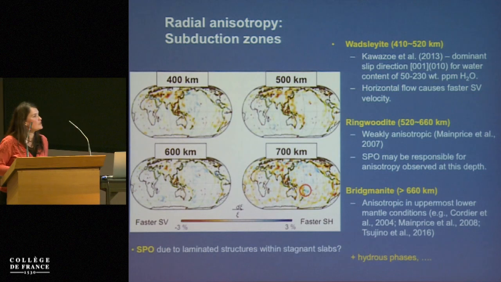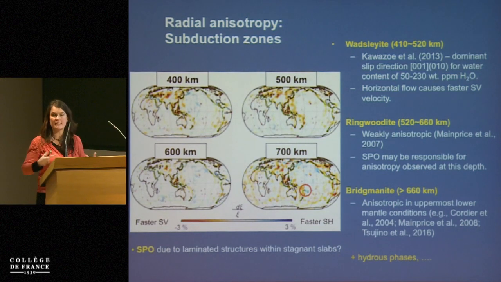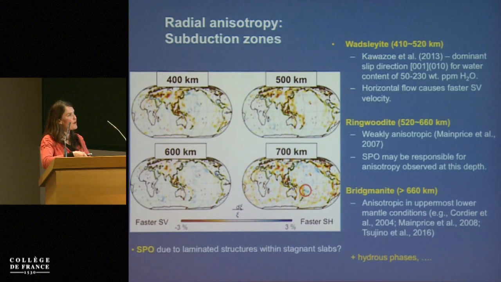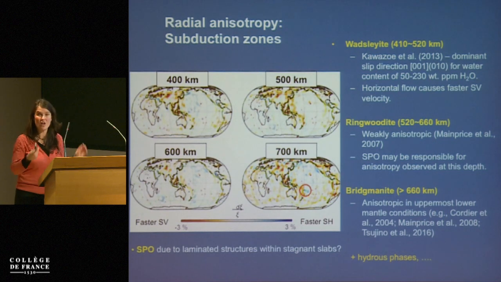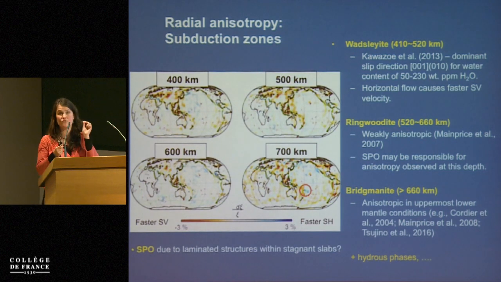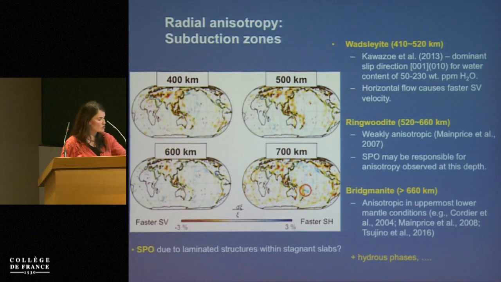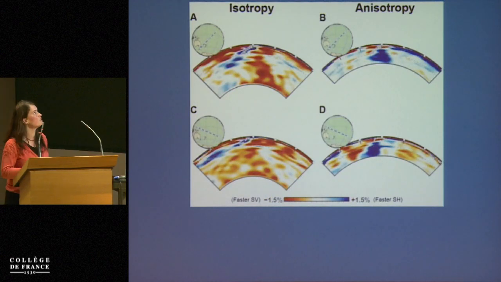Now, when we started analyzing and interpreting our model, one feature that really jumped out at us was a very prominent anomaly beneath the Tonga-Kermadec region. We've done lots of targeted resolution and robustness tests of this anomaly, and I'm going to show you now some cross-sections specifically for this region.